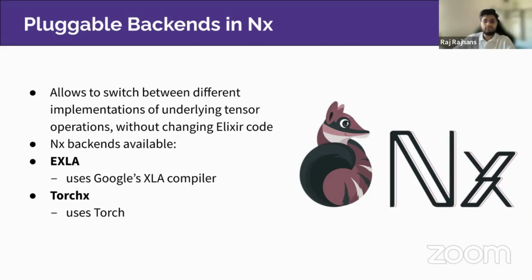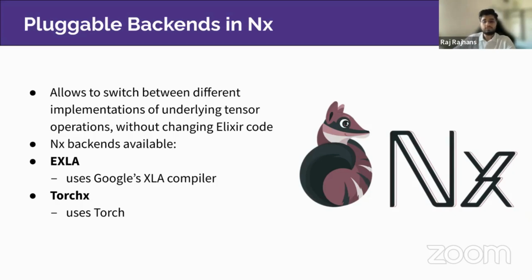So for example, you might have a CPU-based backend for running computations on your local machine and a GPU-based backend for working in a production GPU-equipped machine, right? This allows us to switch between these different environments without even changing your Elixir code.